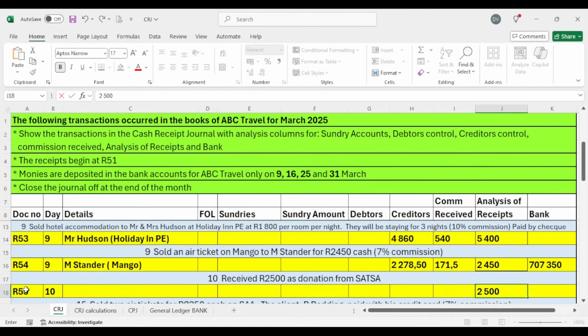And you ask yourself, what was it for? It was for donations. And guys, we don't have a column for donations. That's why we will be using our sundries. Under your sundries detail, you simply call it what it is, donations, and you put your value under your sundry amounts. And remember to always show the details. Where did the money come from? It came from SATSA. Perfect.